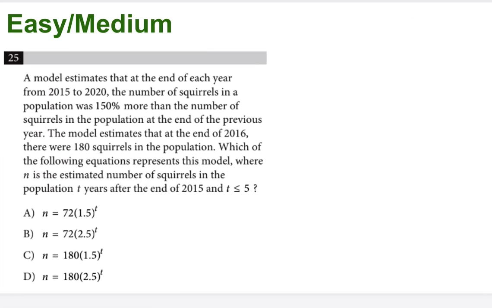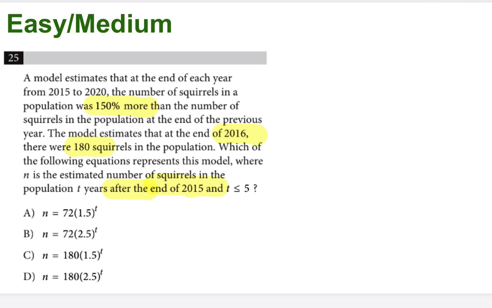The next question here, we're going to do the same exact thing, identifying 150% more than the number of squirrels in 2015, which means that from 2015, every year, the number of squirrels increased 150% more than the previous year. They also told you that in 2016, which is just after 1 year, you have 180 squirrels, or the population became 180 squirrels. It's very, very important to read the question. They want to know which of the following equations represents this model.